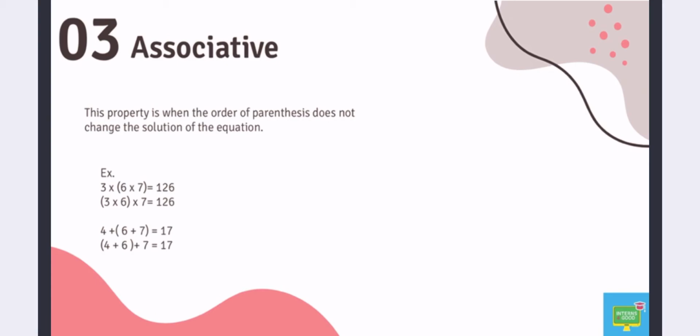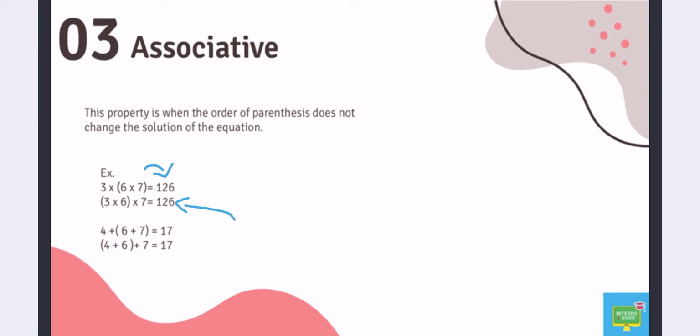This property is when the order of parentheses does not change the solution of the equation. For instance, let's look at this example here. 3 times 6 times 7. The parentheses is over 6 and 7 over here, and it equals 126. When the parentheses switch up to 3 and 6 instead of 6 and 7, the answer still becomes 126. If you look at addition, it's the same thing.